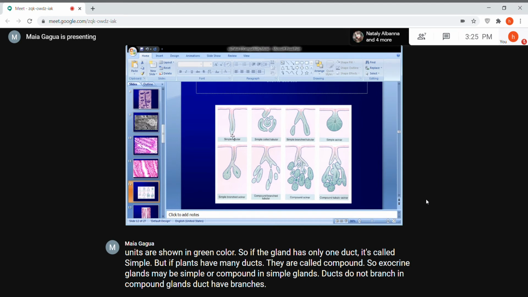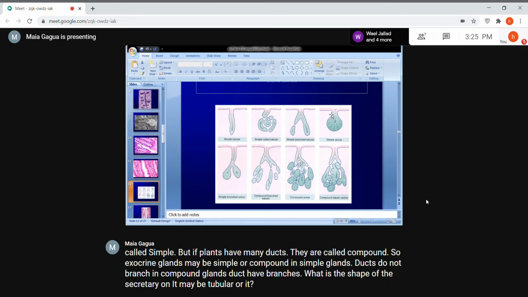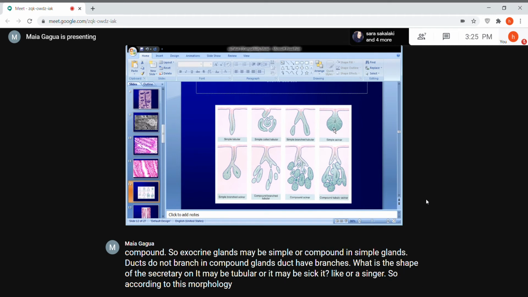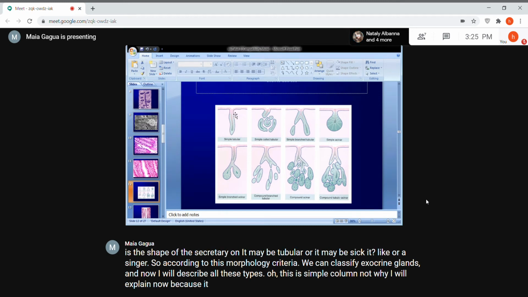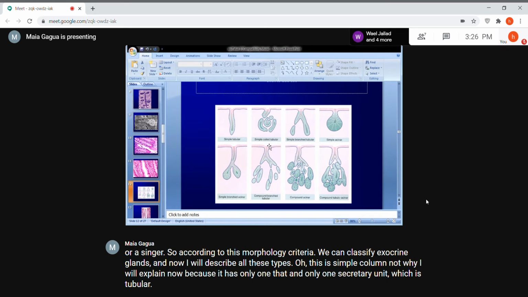What is the shape of the secretory unit? It may be tubular or it may be sac-like, or acinar. So according to this morphology criteria, we can classify exocrine glands, and now I will describe all these types. This is simple tubular. Why? Because it has only one duct and only one secretory unit, which is tubular. This is simple tubular but coiled. Why? Because it has a very long tubular portion, which is coiled.